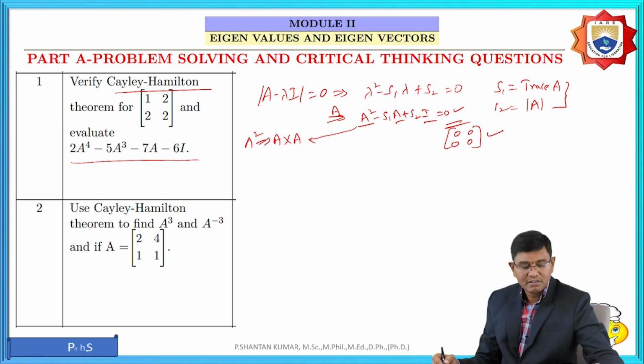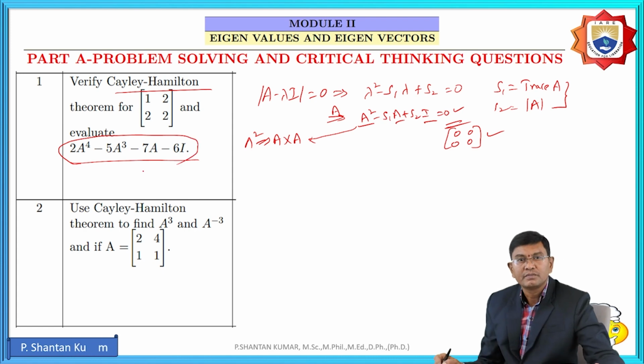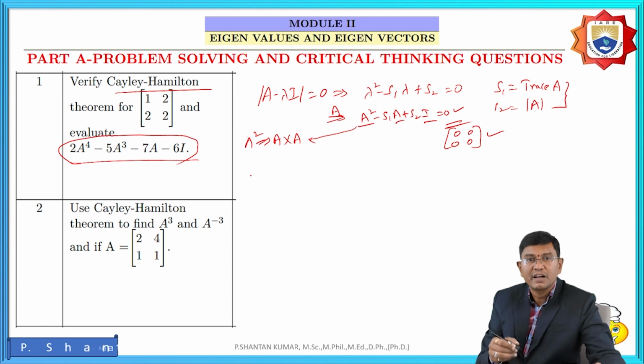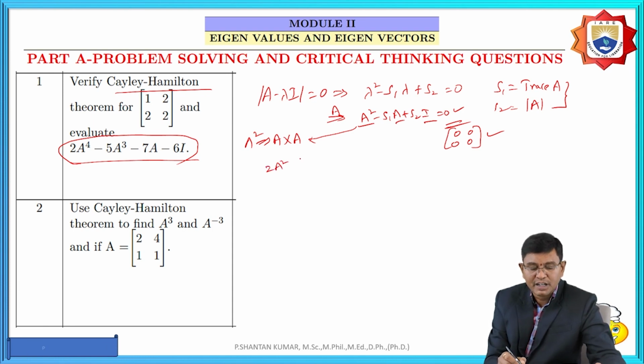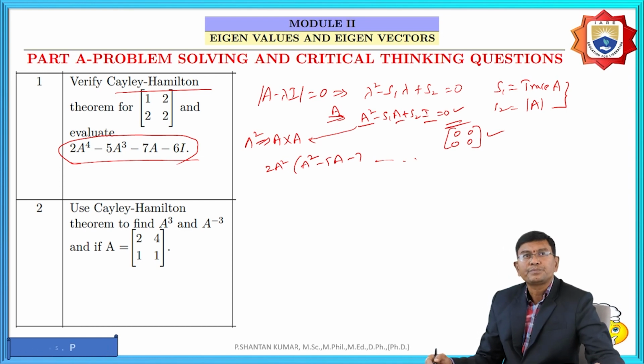Again, with the help of that, we need to evaluate the conditions. This is important to think through. Based on the simplification, thinking logically, we need to take out common terms, such as 2A square, then A square minus 5A, and minus 7, one by one. Some addition and subtraction is required, and after simplification we get the solutions.